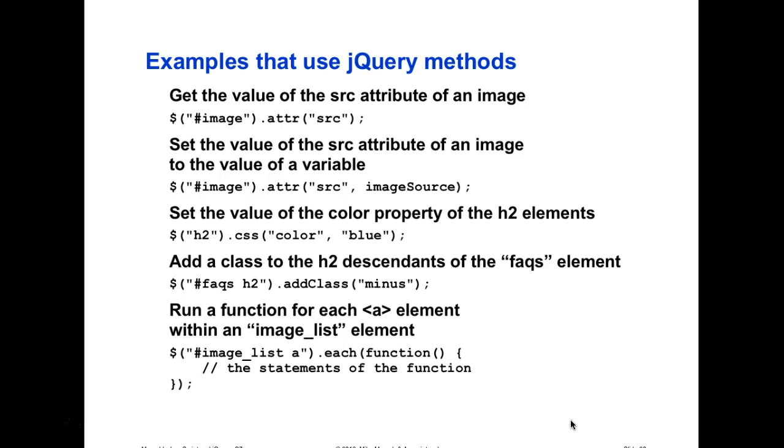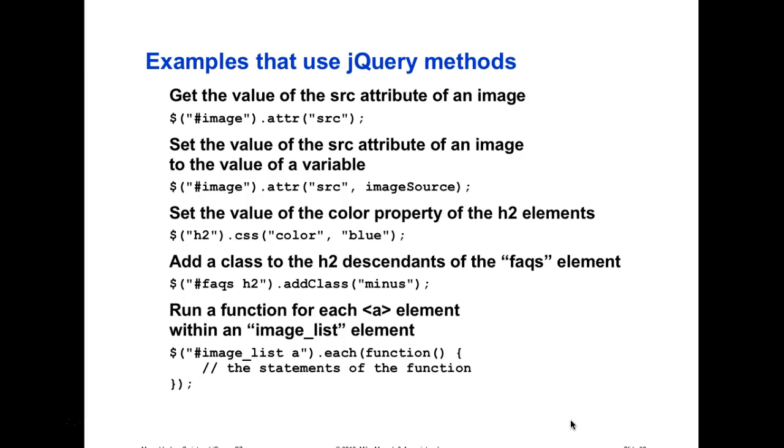Next, we can set the value of a color property of all H2 elements simply by using the H2 selector, adding .css, and then the first parameter is the property, the second is the value. We can also add a class to the H2 descendants of the FAQs ID. So just like we had our example in week 9 where we had the plus minus links that we were showing the last couple of weeks, if we add class minus, it's very similar to JavaScript.